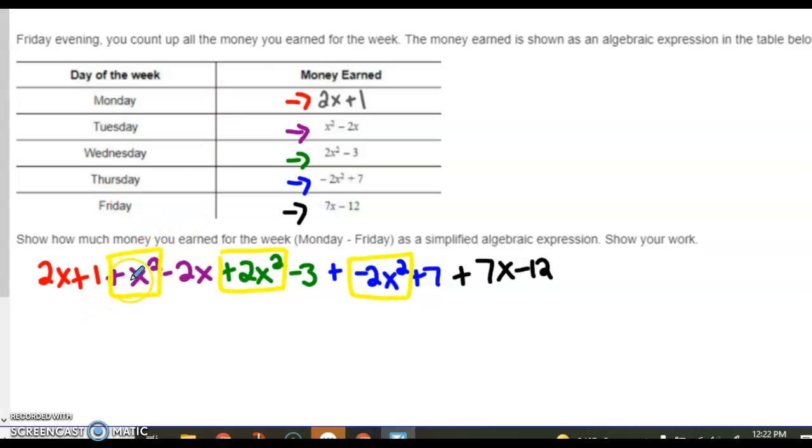So here, I don't have a number. Anytime you don't have a number, you put a 1 there as a placeholder. We have 1x squared plus 2x squared, which is 3x squared, minus 2x squared would leave us with 1x squared. And you can either put the 1 there or you can leave it off. It doesn't matter. Okay, and then the next highest thing that I notice is my x's.